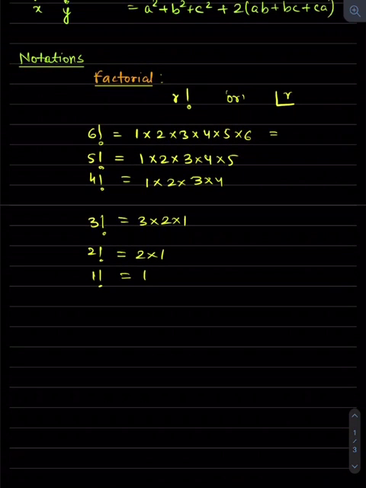I am writing the value of these also. So the value of 6 factorial will be 720. This is 120. This is 24. This is 6. This is 2, and 1 factorial is 1 itself.